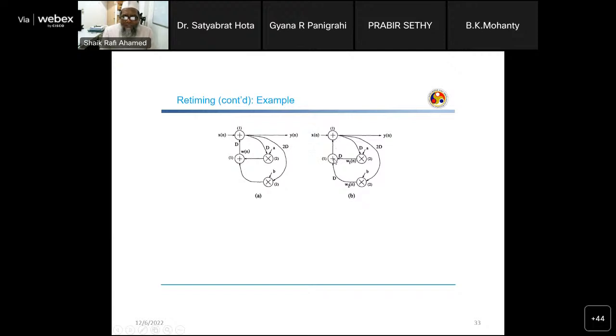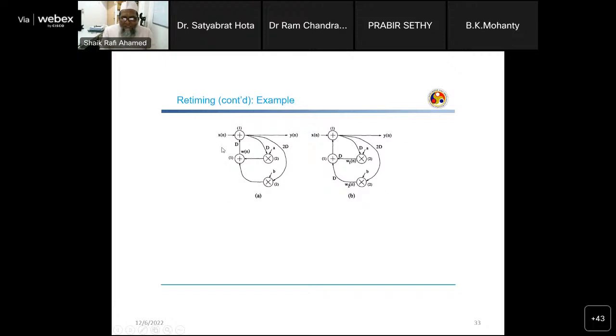Only between these two adders there is no delay. So the critical path is 1 plus 1, 2 units. For this system, the critical path is 3 units. For this system, only 2 units. That means if I feed the first sample, after 2 units itself, I can feed the second sample. So as far as the speed is concerned, the second system operates at more speed than the first system.